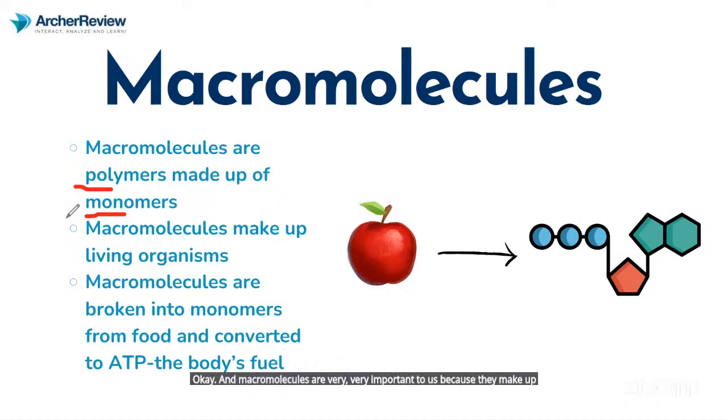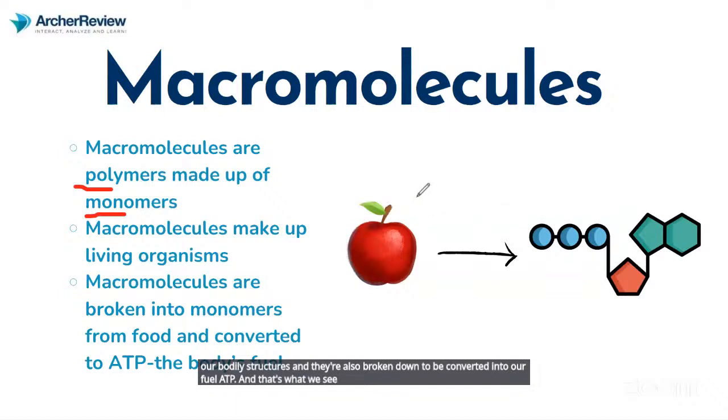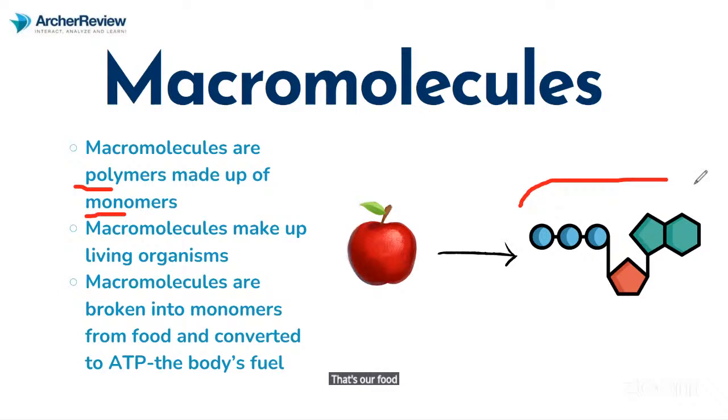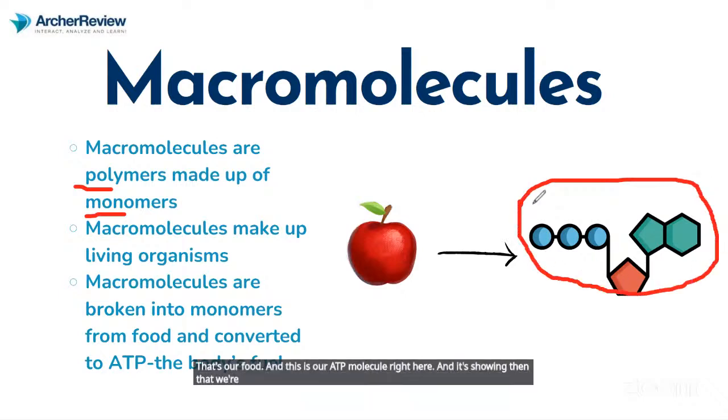They make up living organisms, and they also make up the food we eat. And so macromolecules are built up for our bodily structures, and they're also broken down to be converted into our fuel, ATP. And that's what we see right here. This is showing us that we have an apple, that's our food, and this is our ATP molecule right here. And it's showing then that we're taking that food and we're converting it to our fuel, which is ATP.